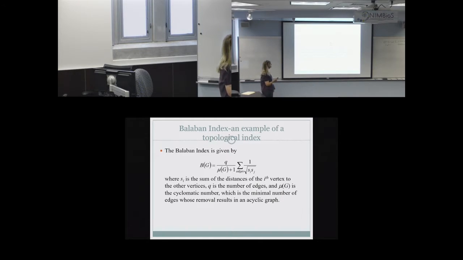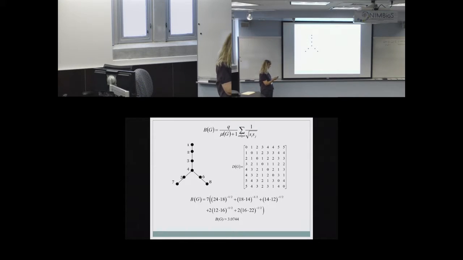Where Q is the number of edges, and you sum over edges, and S sub i is the sum of the distances from vertex i. So it's easier if we see an example. If we take this graph, the first thing that we do is construct this distance matrix. In the ith row and jth column is the distance from vertex i to vertex j. Of course we have zeros on the diagonal. Distance from itself is 0. And if you look at the first one, it's distance 1, 2, 3. Then because of the fork, you have 2 that are distance 4 and 2 that are distance 5.